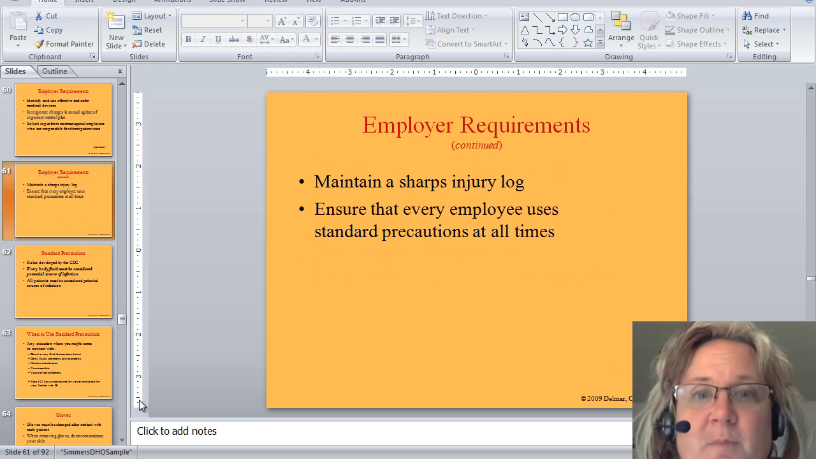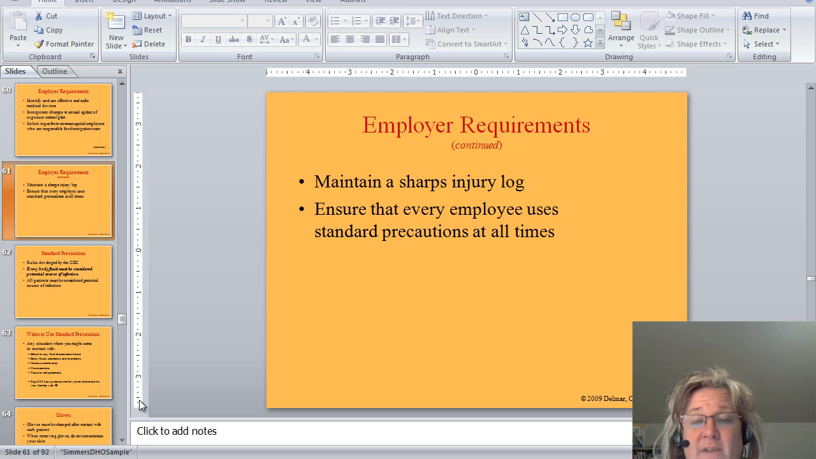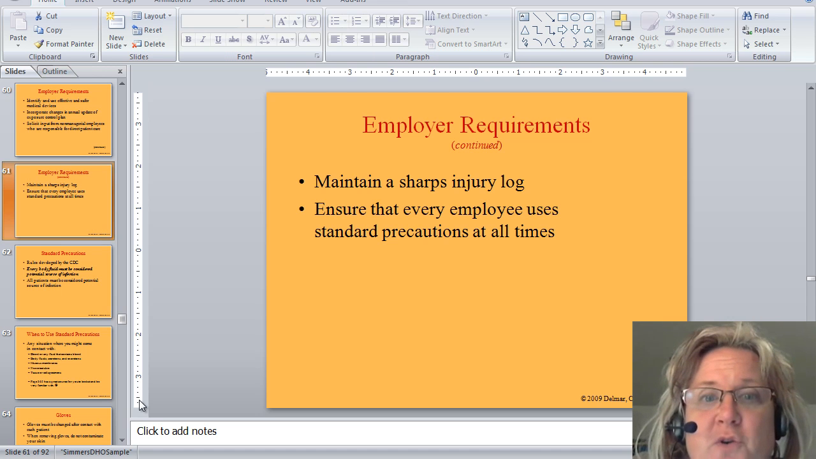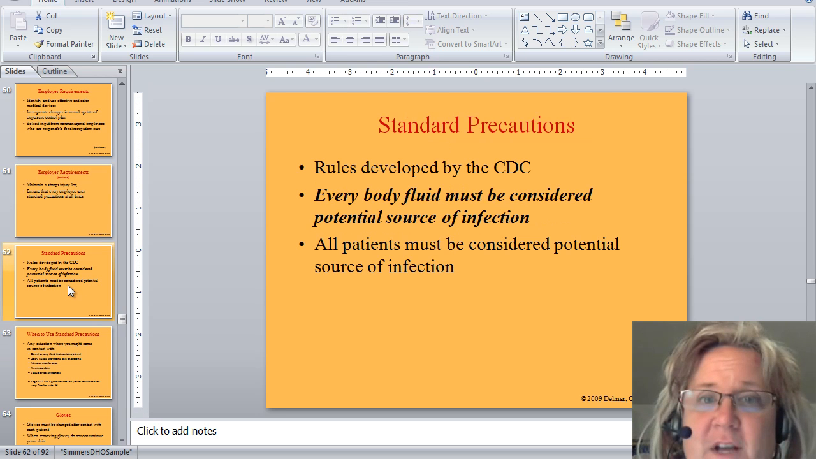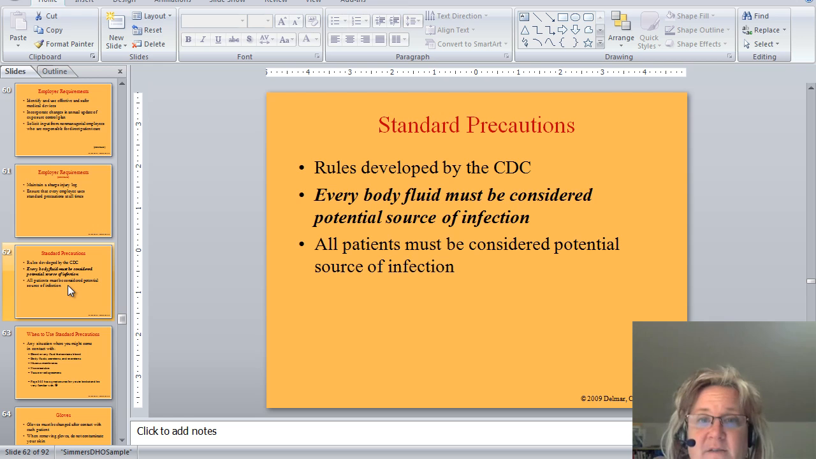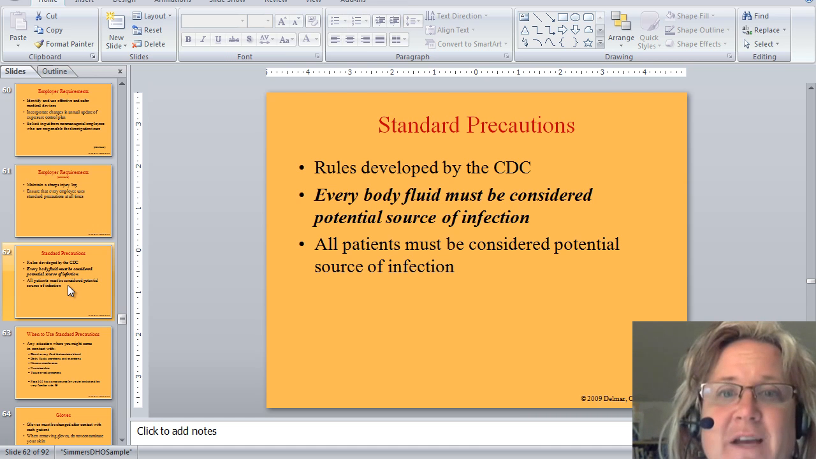Your employer is supposed to maintain a sharps injury log, so if you do accidentally get poked, it goes in the log. And you are to make sure that every employee uses standard precautions at all times. All times. So what are standard precautions? These are rules that the CDC developed and put into place. You need to treat every body fluid as if it's a potential source of infection.